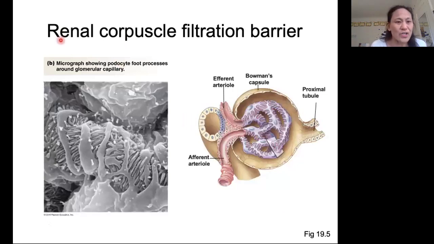Finally, for this little section, this is an actual picture of the renal corpuscle filtration barrier, a scanning electron micrograph. What you can see here is those podocyte foot processes. Buried in there, you can't really see the surface of it, but you can make out the outline of it. There is the capillary of the glomerulus right there. Okay, and then here is your little cartoon for comparison.